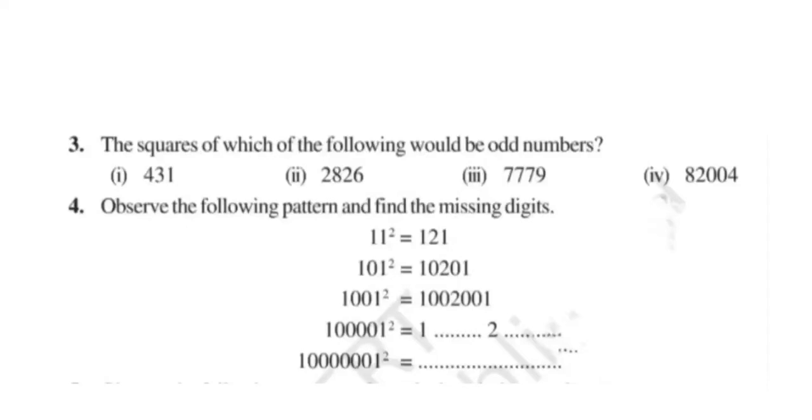Now come to the question number 4. Observe the following pattern and find the missing digit. So 11 square is 121. Then 101 square is what?